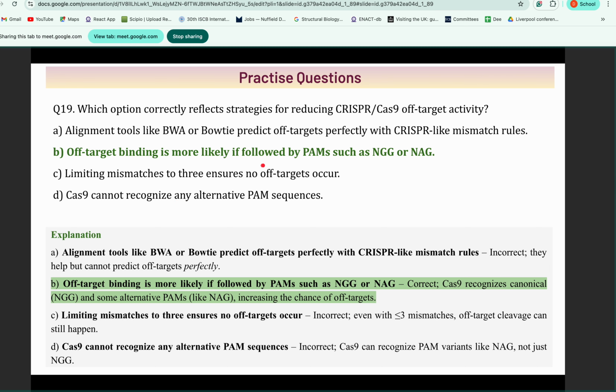So the right answer is option B, which says that off-target binding is more likely if followed by PAM such as NGG and NAG, because the canonical PAM is NGG. So there are some alternatives such as NAG which increase the chance of off-targets.